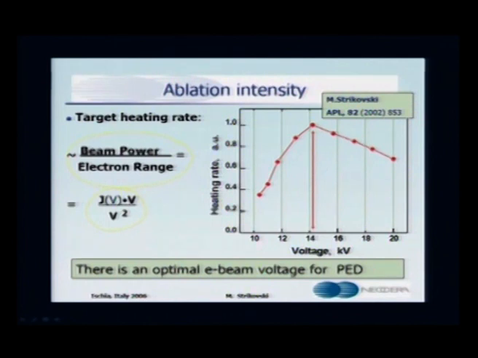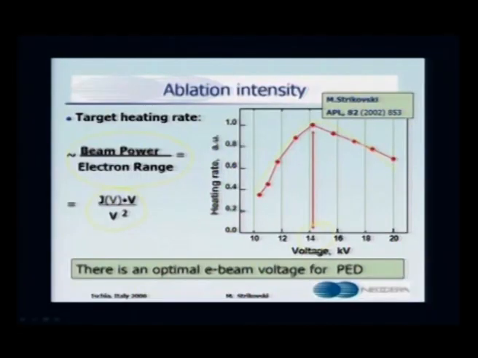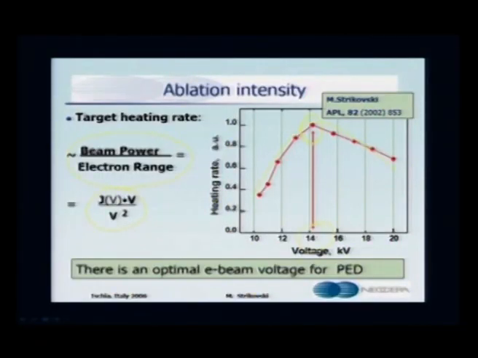Depending on that, if you make a plot, you would see that it is not linearly varying, rather it goes through a maximum. So maximum heating can be achieved at 14 kV, which is very useful information. Instead of struggling at very high voltages, if you optimize for these numbers, it will be more efficient for you to do the ablation. In other words, for this beam power and electron range, if at 14 kV you achieve maximum heating, then we can try to bring down the other parameters like the target-substrate distance closer, so that we can work at this efficiency. There is an optimal E-beam voltage for PED, and that is what we see here.